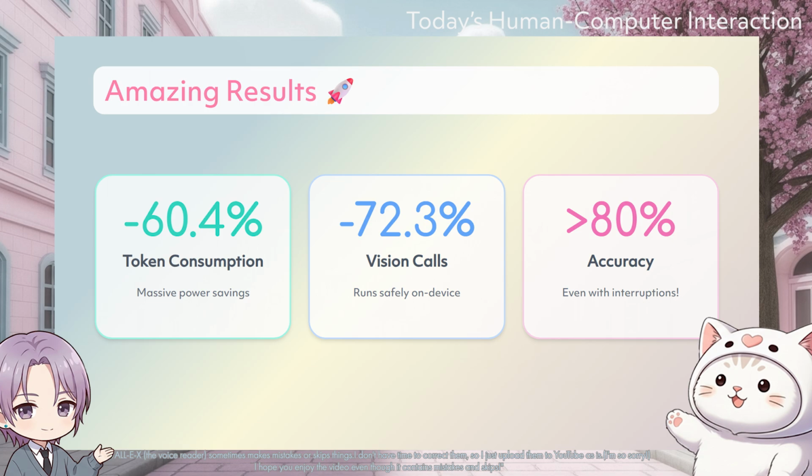When a user gets interrupted, those old methods completely collapse. Their accuracy drops to almost zero. But Focal stays super strong, keeping a high accuracy of over 80%, even when you get interrupted by a sudden distraction. The researchers even made a special testing ground called Desktop Check.